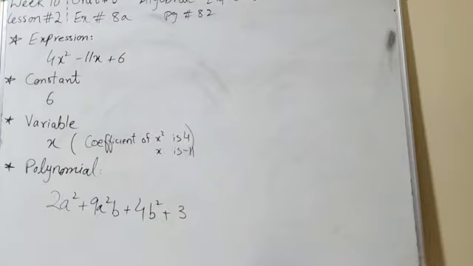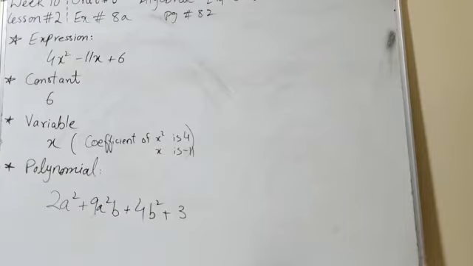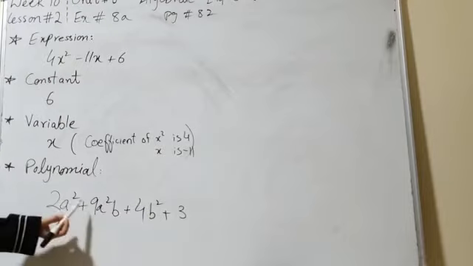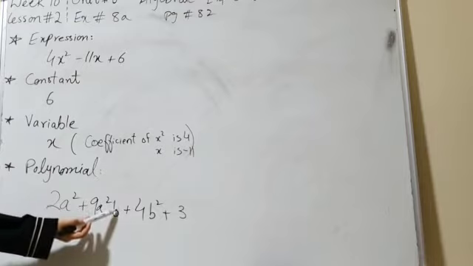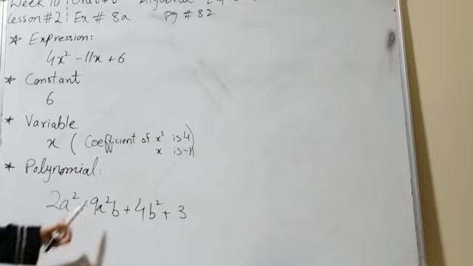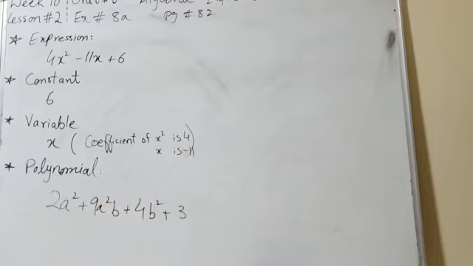Now, the next thing is a polynomial. Polynomial is an algebraic expression. You can see this expression written here, in which the powers of variables are all whole numbers. See, the power of a is 2, a whole number. Power of a again is 2, while the power of variable b is 1. When there is no power written, it means it's 1. Power of variable b here is 2. Got it?